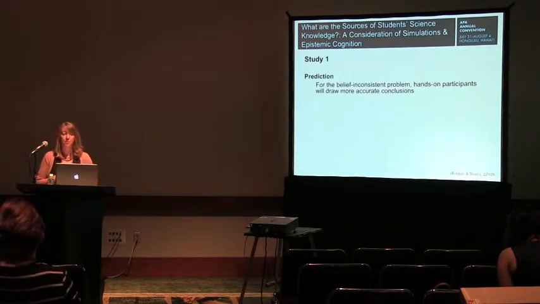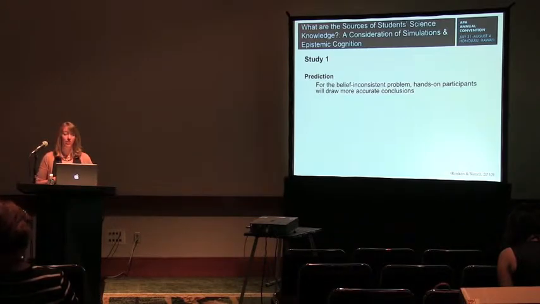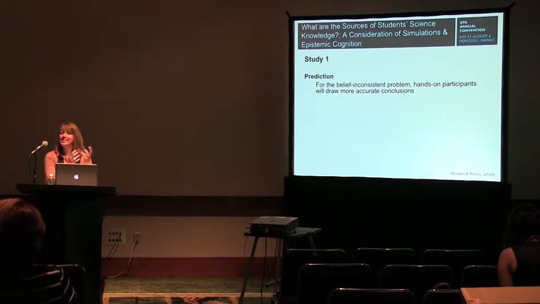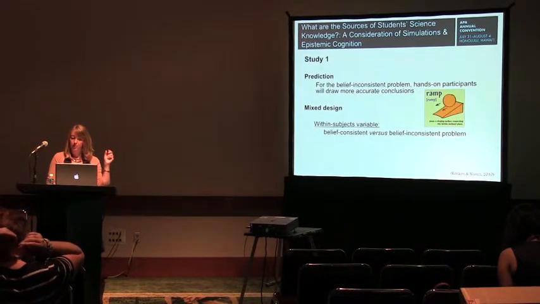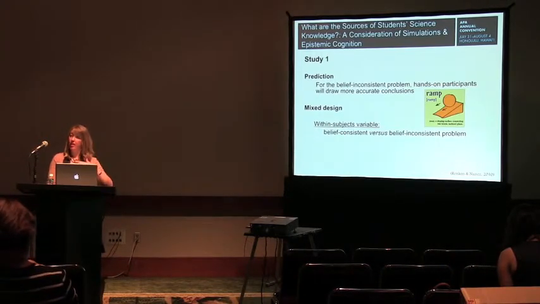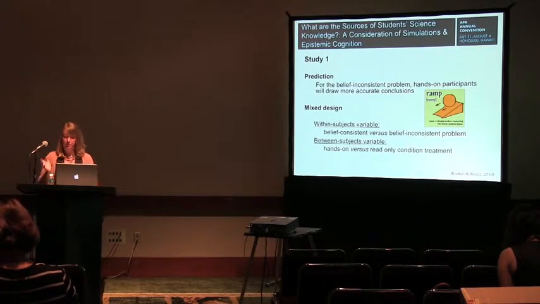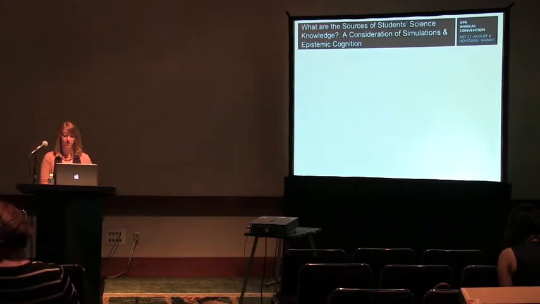So for study one, what I expected, remember the eager graduate student ready to prove that hands-on is great. For the belief inconsistent problem, I expected that hands-on participants were going to draw more accurate conclusions for themselves. They were going to actually see this phenomenon happen, and they were then going to draw a correct conclusion. We used the same problem, a ramp, with the belief inconsistent and belief consistent problem. Belief consistent being changing the incline of the ramp, inconsistent being changing the mass. And we had a between subjects variable, and they were put into either the hands-on experimentation condition or a read-only condition.